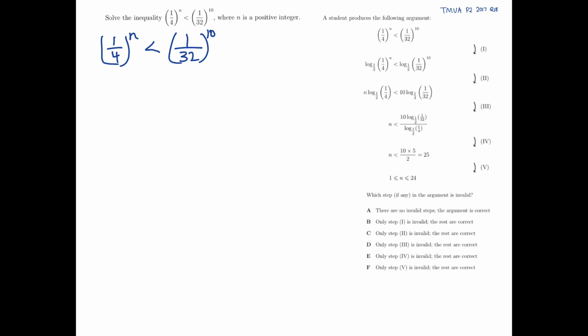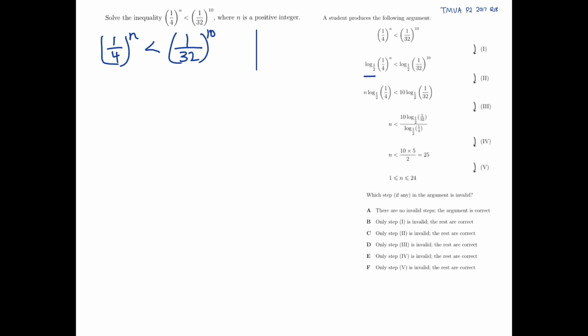Rather than thoroughly inspecting their argument, why don't we try the problem ourselves and solve for n? That way, we can compare our solution to the student solution and check for any errors. We're going to start by taking log base half of both sides, since this is what the student has done. So, this is something we really need to think about carefully.